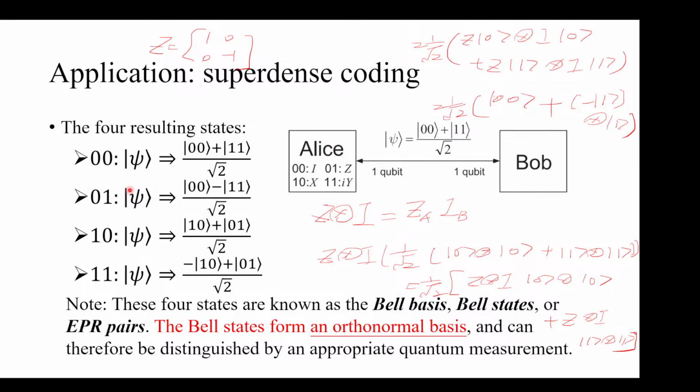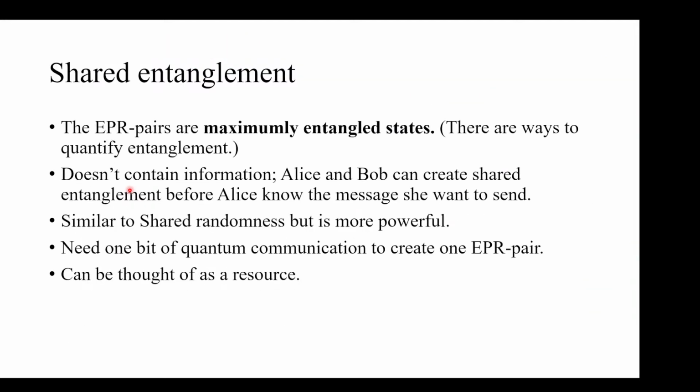Okay, so superdense coding, and we want to talk a little bit about sharing entanglement. First, a little more about the EPR pair. EPR pairs are sometimes called maximally entangled states, and this is a very informative name: maximally entangled.